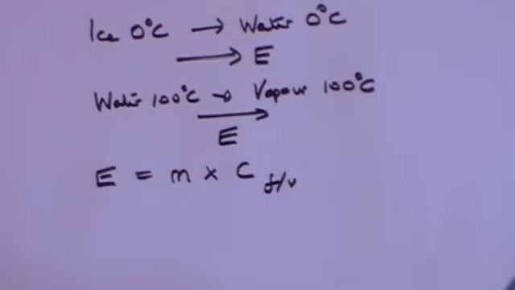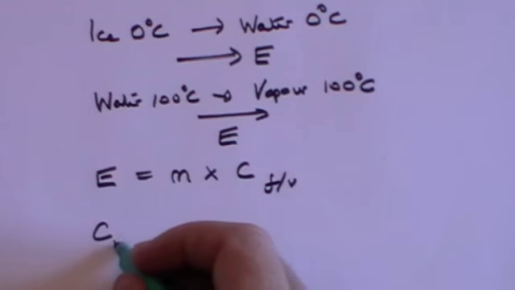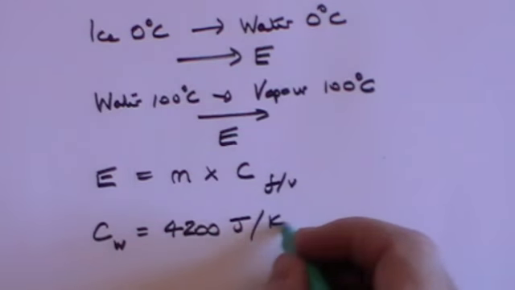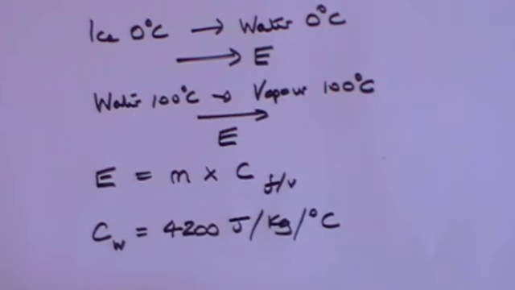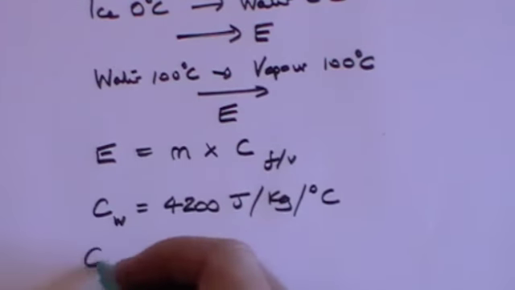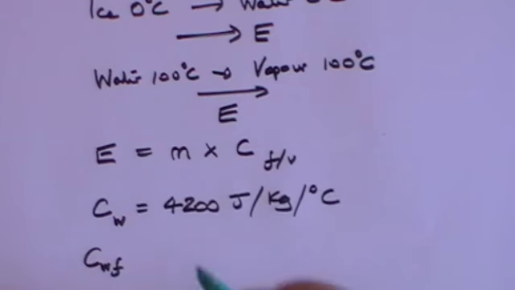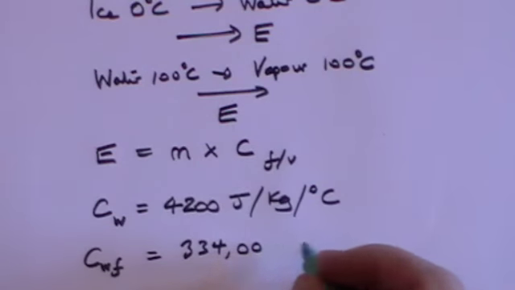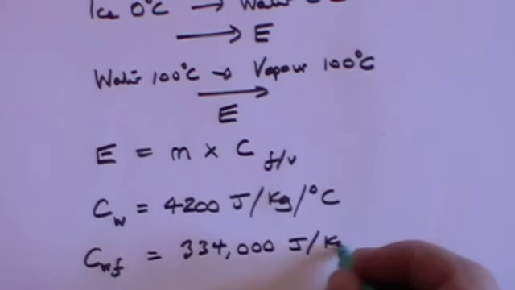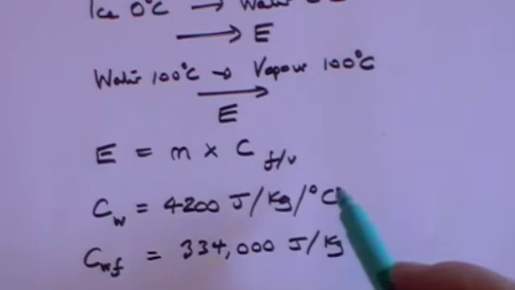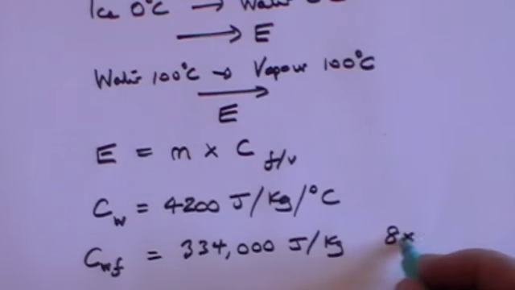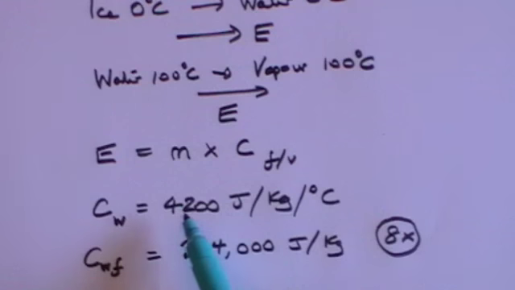Now you may recall that the specific heat of water was 4,200 joules per kilogram per degree centigrade. The specific heat of water for fusion, that is if you're going from solid to liquid, is 334,000 joules per kilogram. Obviously it's not per degree centigrade because you're not changing. That is almost 8 times bigger than this value here.